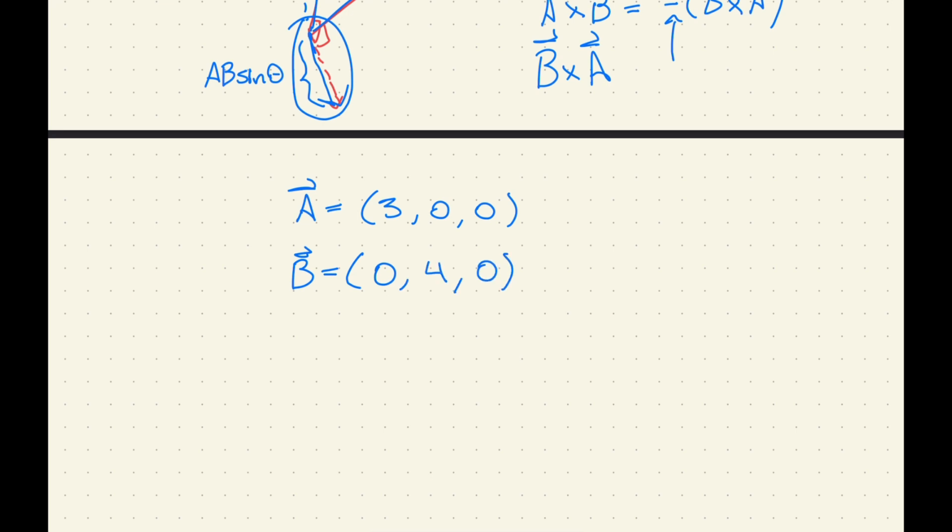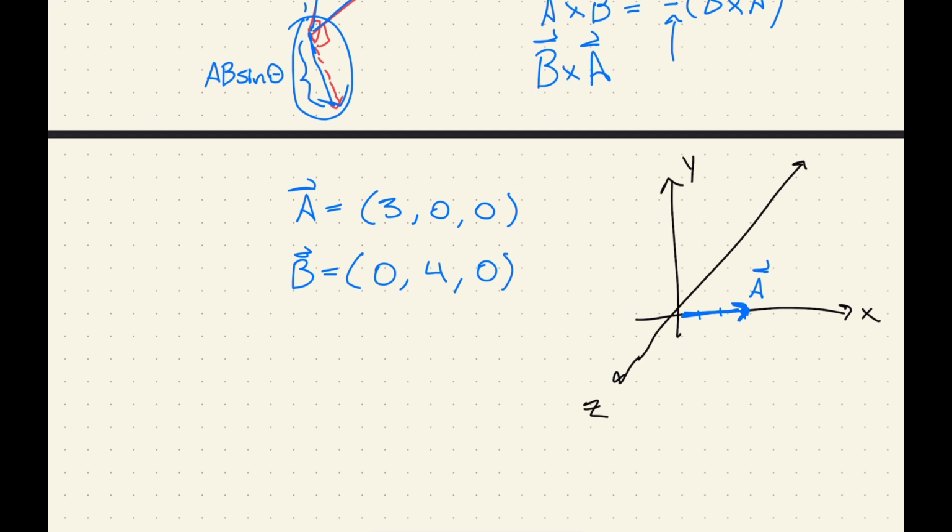So if you want to plot these 3D vectors, you have to get a 3D coordinate system like this. The z-axis comes out here. And this first vector, A, is 3 on the x-axis, so 1, 2, 3, and 0 everywhere else. So this is the A vector. Let's do the B vector in red so we can see the difference. 0, 4, 0, and it is 4 on the y-axis, 1, 2, 3, 4, and 0 everywhere else. So exactly these here.